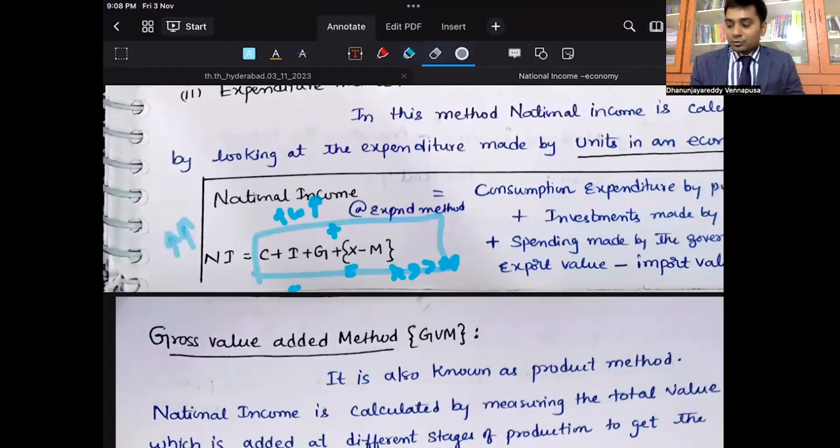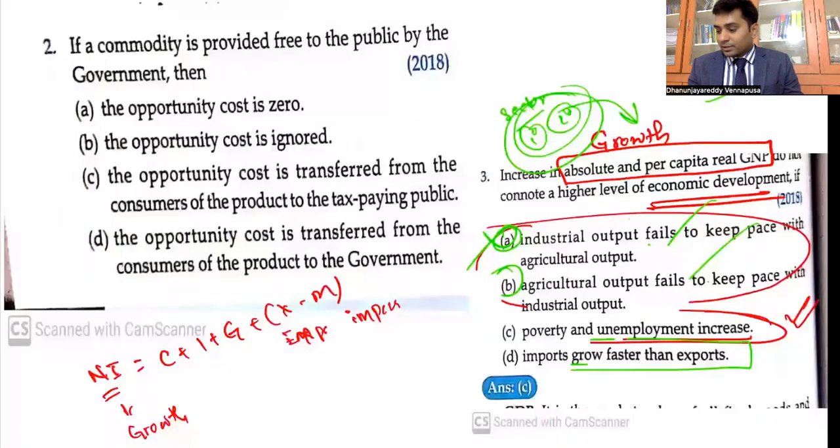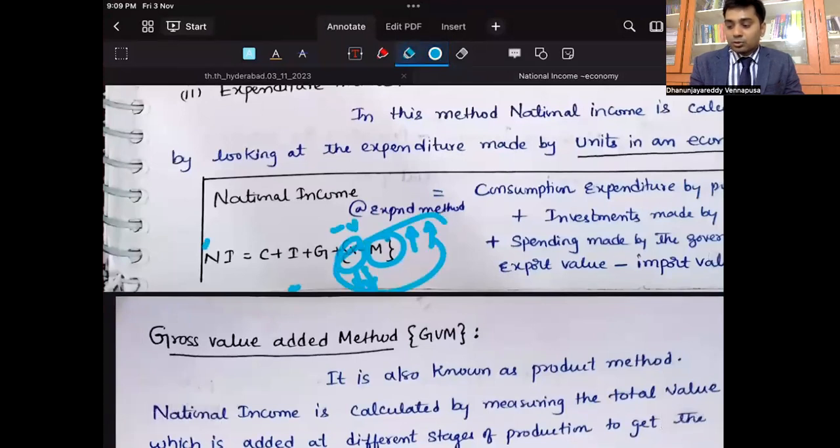Now what they have given in the question: exports are increasing at a lesser pace than imports. That is what they have said. So if that is what is happening, imports grow faster than exports. If imports are growing faster than exports, which means imports are increasing, exports are decreasing. This becomes negative, growth cannot happen there.